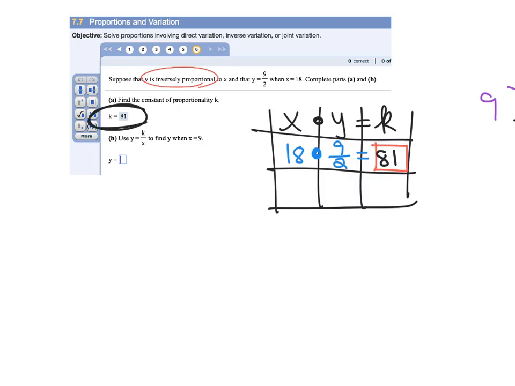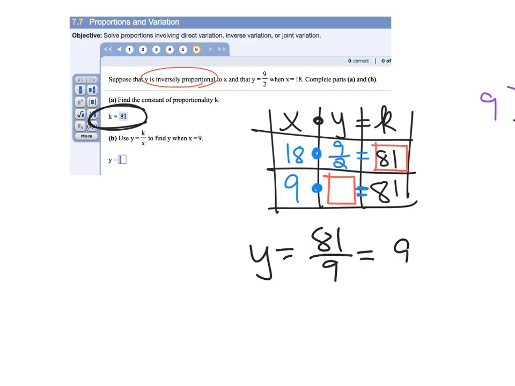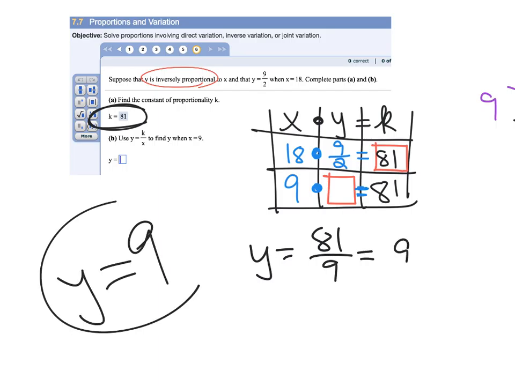So now that we know that k is 81, k is always going to be 81. So now this says find y when x is 9. So if x is 9, we're supposed to figure out what y is, and that's really easy. So basically that's saying 9 times something equals 81. So that means y is equal to whatever 81 divided by 9 is. Oh, it's 9. So y is equal to 9. And that wraps up this video.